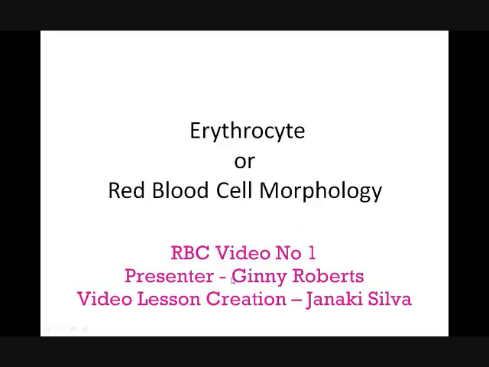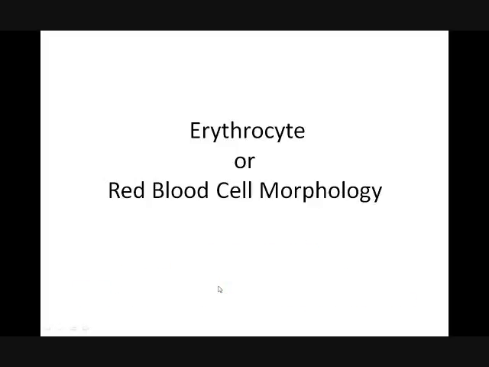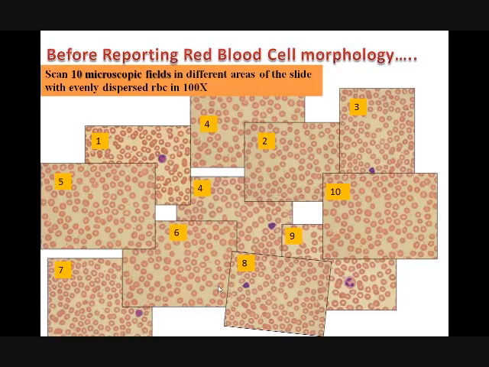We're going to discuss the erythrocyte, or RBC cell morphology. Before reporting any red blood cell morphology, you want to scan 10 microscopic fields in different areas of the slide with evenly dispersed RBCs in 100X fields. In other words, put your microscope on oil immersion and scan and count 10 different fields.